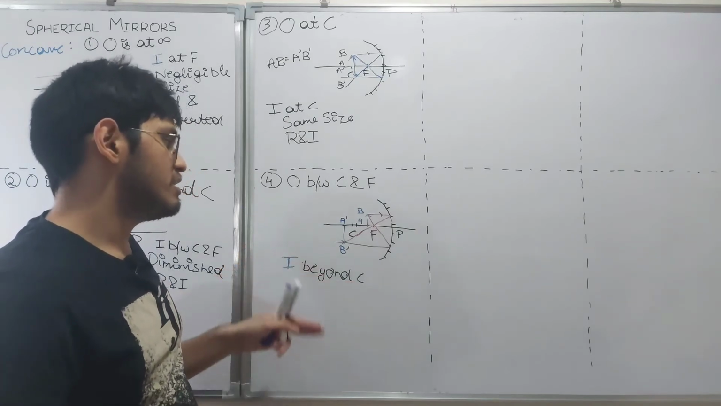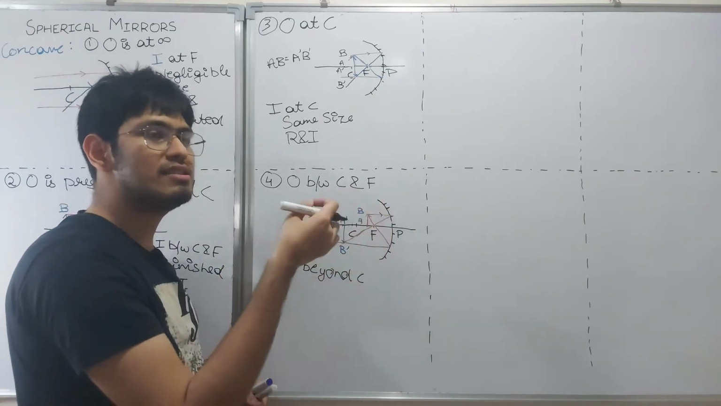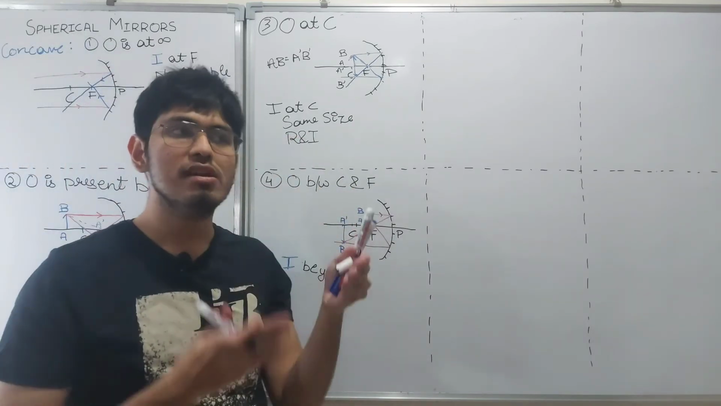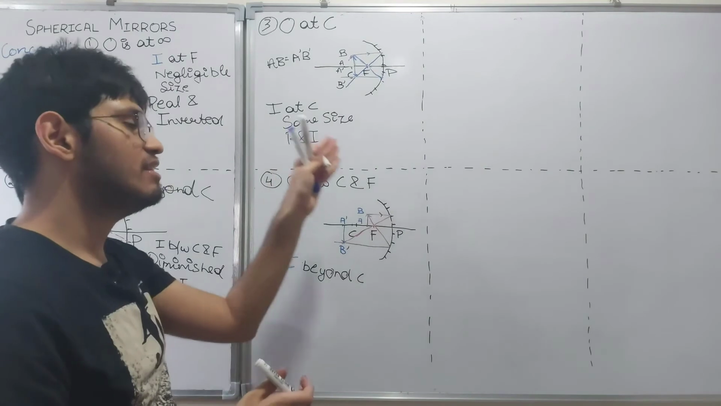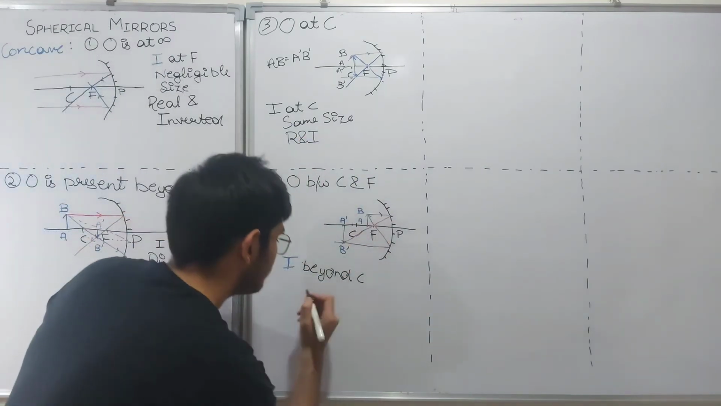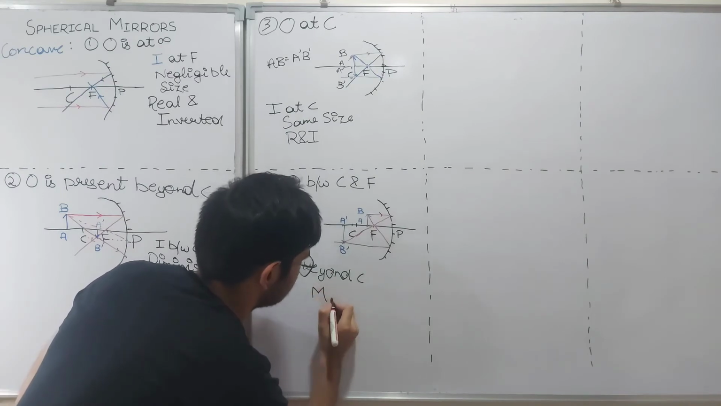The size of the image. Is it smaller? Is it bigger? Is it of the same size? Yes, we can see that the size of the image being formed is larger than the size of the object. So the size of the image is magnified.